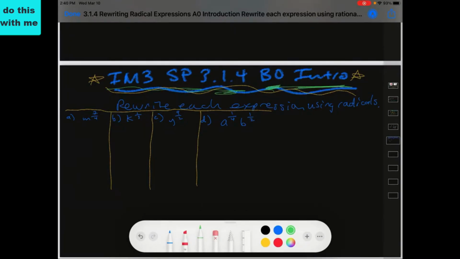Hey guys, your favorite math teacher here. You're going to see where you're going to be asked to rewrite each expression using radicals. Here is my question. Where is the radical?